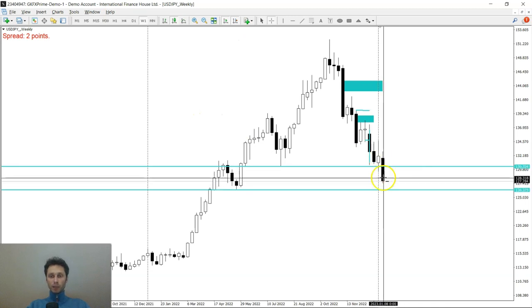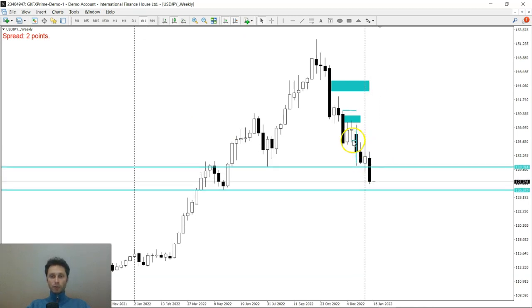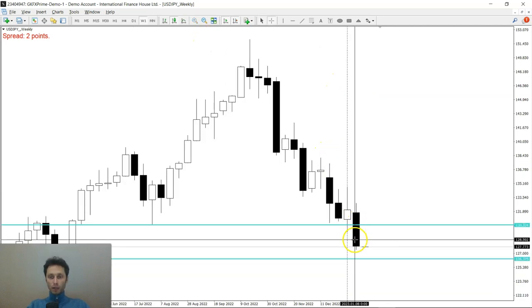You can see this big bearish candle. So let's delete some of these past markups which are no longer relevant, and now let's have a closer look at this candle.